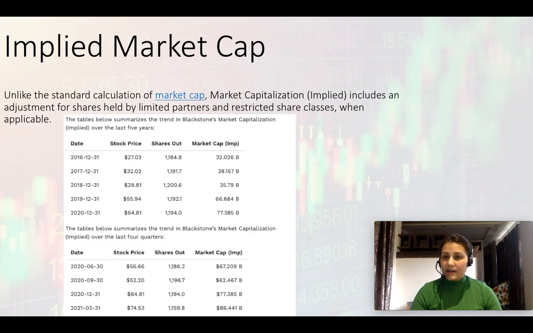In basic market cap, we were considering share price into shares outstanding. But here the shares outstanding would have additional shares. And what are these additional shares? These are the limited partner shares. For example, if some ABC person was holding 200 shares, now those would be diluted and the shares outstanding value would be increased, and that is how we calculate the implied market cap.